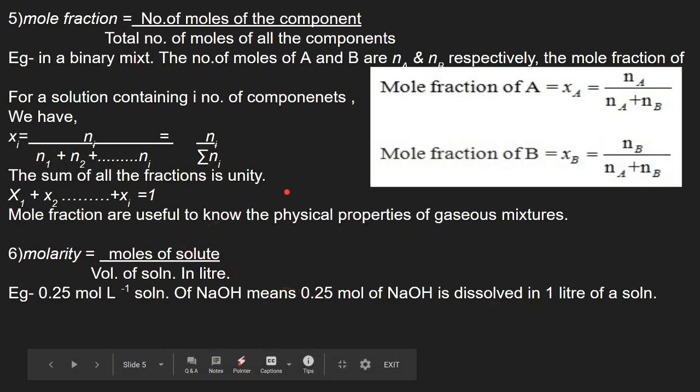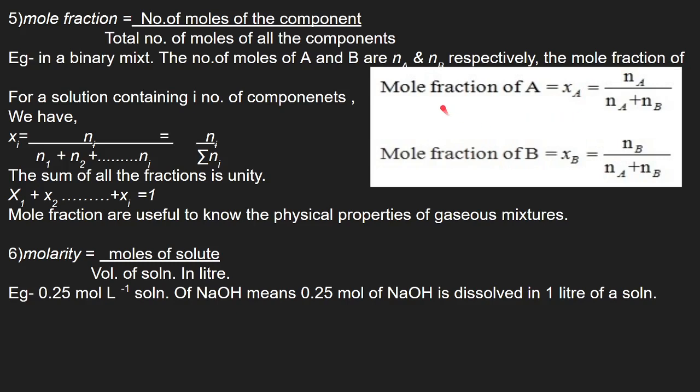Then the next is mole fraction. Mole fraction means we are talking about moles or molecules, you can say. So it is number of moles of the component divided by total number of moles of all the components. Like one particular component, for example A, divided by total number of moles of all the components. Example: in a binary mixture, binary means two components, the number of moles of A and B are Na and Nb respectively. So the mole fraction will be like this.